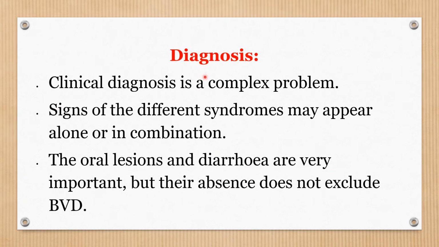Coming to the diagnosis, clinical diagnosis is really a complex problem. It is difficult to diagnose clinically because the signs of the different syndromes, BVD and MD, may appear individually alone or in combination. Thus, diagnosis becomes difficult. The oral lesions and diarrhea are very important clinical findings, but their absence does not exclude bovine viral diarrhea.